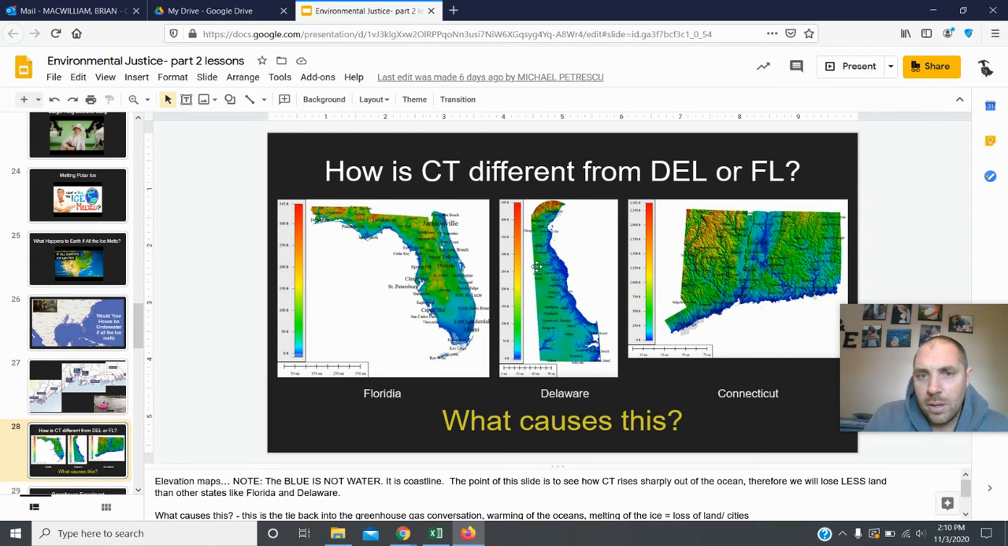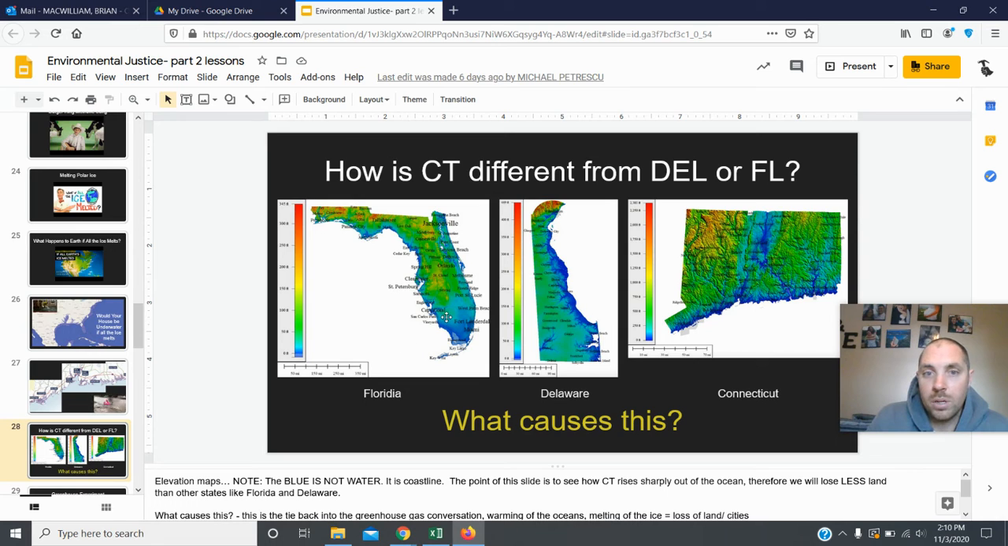Now we notice that all of Florida disappears. 100% of Florida pretty much disappears if all the ice melts, but only a small fraction of Connecticut. The blue here is not water. The blue here shows the altitude, the elevation. How close are you to sea level? The dark blue means that's sea level. The greens and the reds and the oranges mean you're like at a mountain, you're higher up.